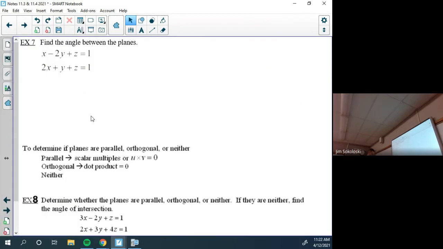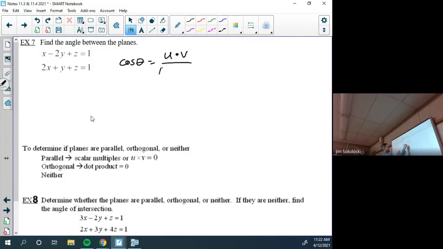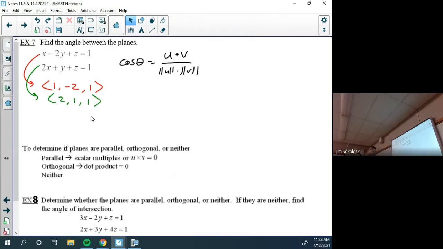Find the angle between two planes, right? Well, that still uses the same old formula that we did before. Cosine of theta equals u dot v over magnitude u times magnitude v. All right. So let's go ahead and first turn these into vectors: 1, negative 2, 1, and 2, 1, 1. All right. At this point, should be straight shooting.